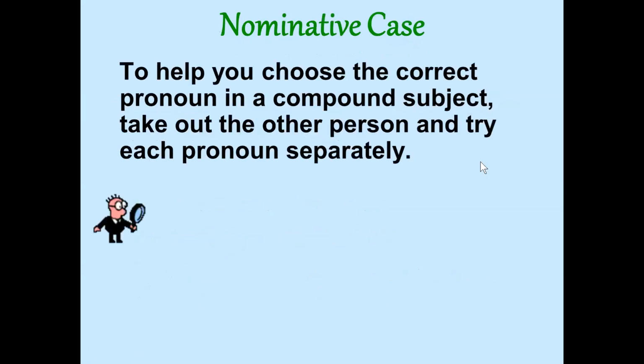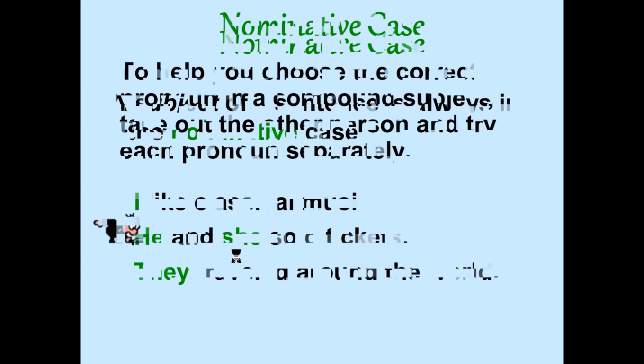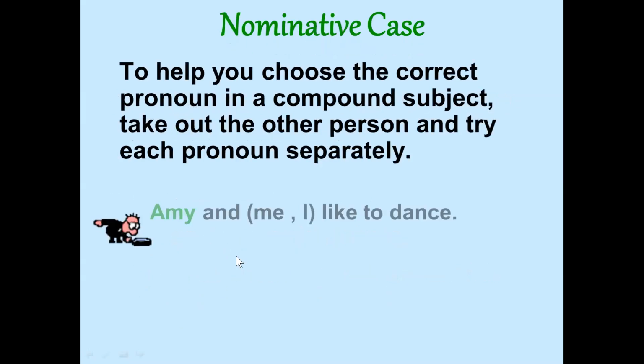If I have a compound subject, as in the second example here, sometimes people find difficulty deciding whether to choose from this case or the other case. Like here, Amy and me or I like to dance. To help you choose the correct pronoun in a compound subject, take out the other person and try each pronoun separately. What does it mean? I have to cross out Amy and read the sentence with the pronoun. I have to try it with me and try it with I.